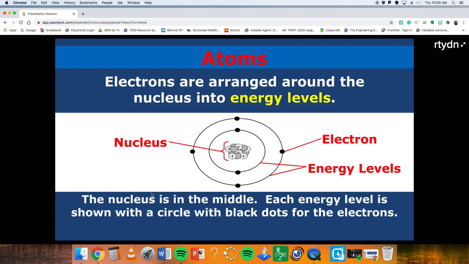Electrons are arranged around the nucleus into energy levels. The nucleus is in the middle, and it has protons and neutrons, and both of those weigh 1 AMU. AMU is just how they say the weight of these particles. So if you have 7 particles in your nucleus, you know that your atom weighs 7. That's how that works. Each energy level is shown with a circle, and the electrons are shown with black dots.